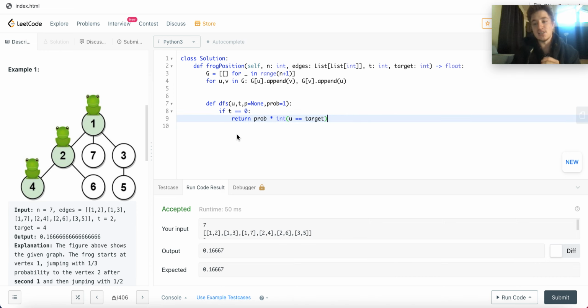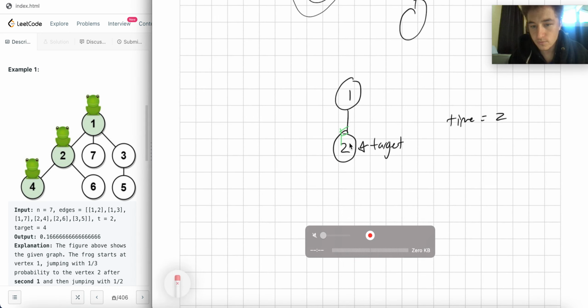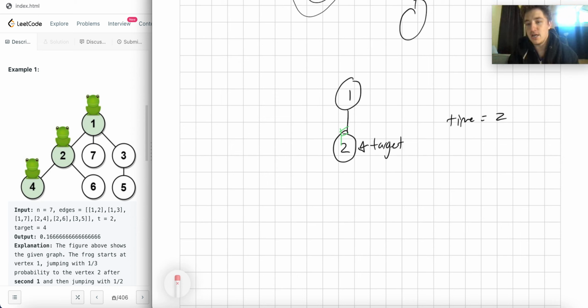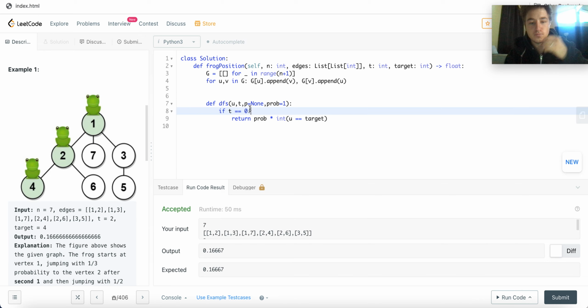Now, in other cases, what if t is greater than 0, but we're in a state like this? Okay, what if we're at the target, but time equals 2? Well, we're still going to end up being at the target when time equals 0. So if time equals 0, or we're in a state where we have no children. So what does it mean to not have any children? Okay, to have no children would mean that the length of our graph is 0.